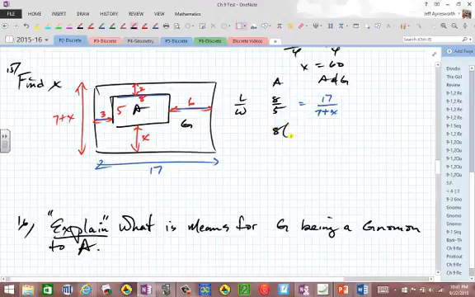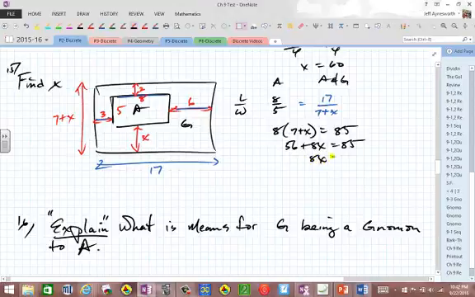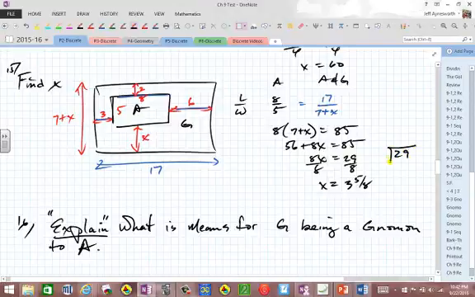Okay, now cross multiply. So we get 8 times 7 plus x equals 85. 56 plus 8x equals 85. 8x is equal to 85 minus that. 29 maybe. Let's see. 29, 70, 85. Yeah, that sounds right. Okay, divide by 8. X is equal to this. All right, and we go 3 times 8 is 24, remainder 5, so 5 eighths. 29 divided by 8, 3 and 5 eighths. Do the math.